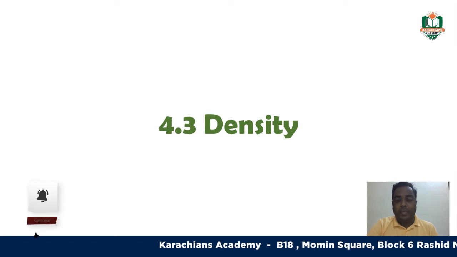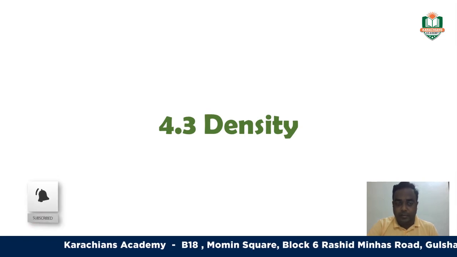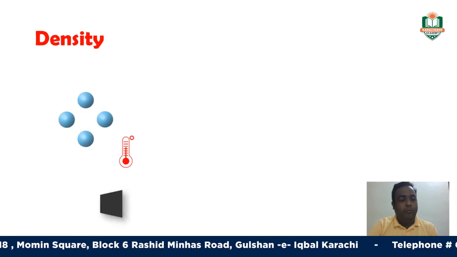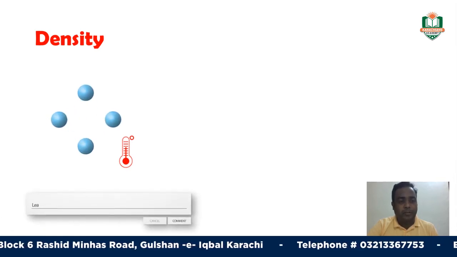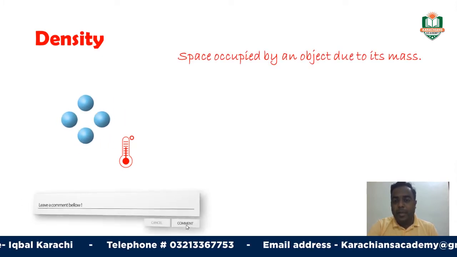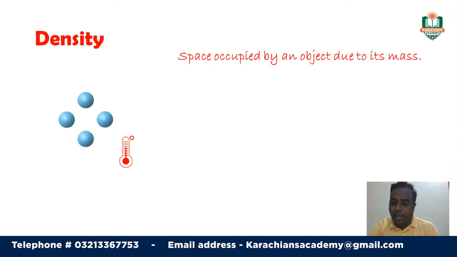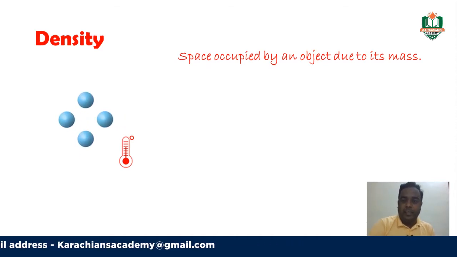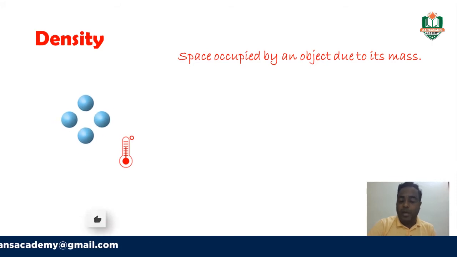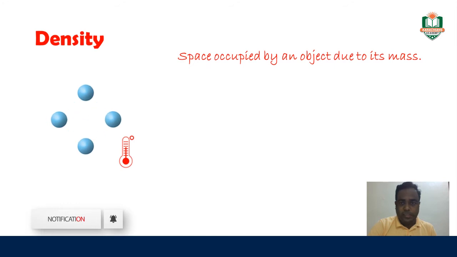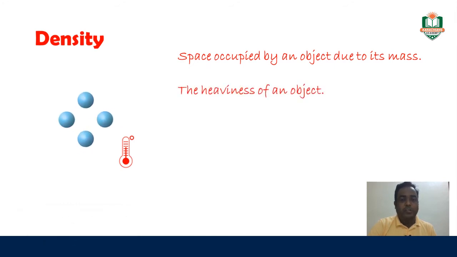and that last topic is density. First, we must know what density is and what factors density depends on. A space occupied by an object due to its mass is called density, or in other words, you can say it is the ratio between the mass and volume for any object. It also measures the heaviness of an object.